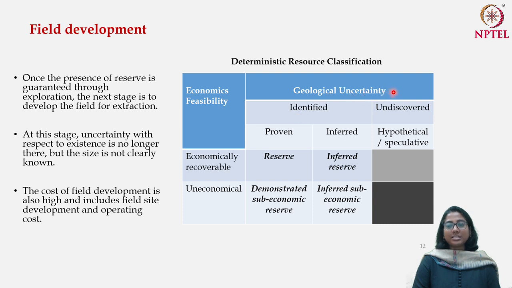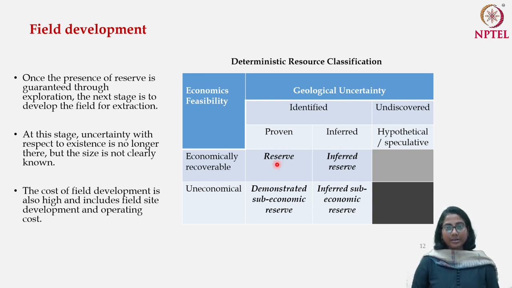In case of geological uncertainty, two classifications are possible. One, the resource which is identified, and the other, the resource which is undiscovered or yet to be discovered. If a resource is identified, then it can be proven. In case of proven, I know the amount of resource available. So I not only know that the resource is available, I also know the amount of resources available. And the other is inferred. So here we understand that the resource is available there. However, we are not very sure about the amount of resource which is available there.